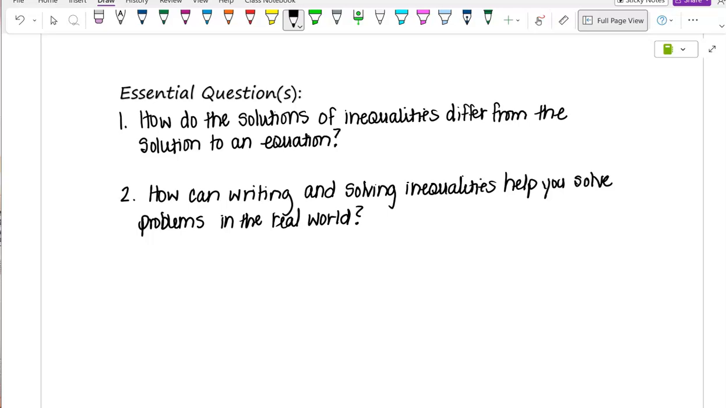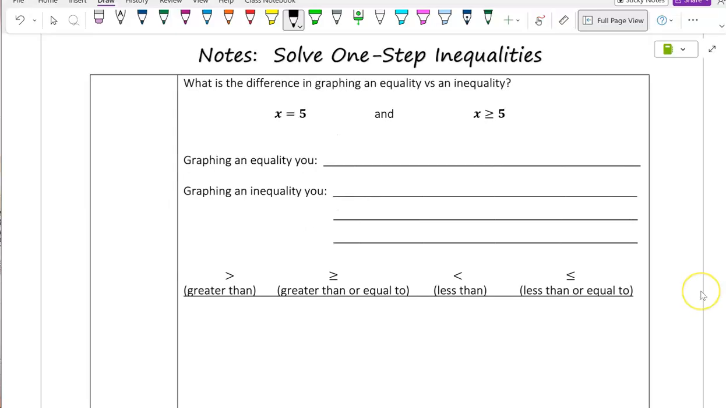All right, now we need to go to page 7 so we can start the notes. All right, so we're starting off with solving one-step inequalities. So what is the difference in graphing an equality versus an inequality? So this digs right into one of those essential questions, understanding the difference in how the solutions are graphed.